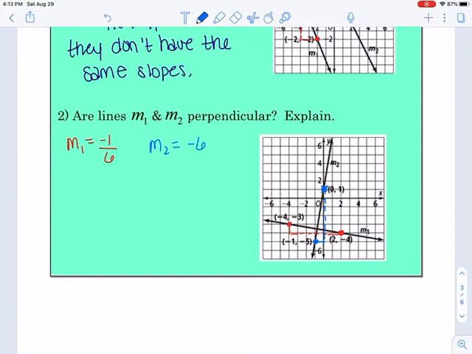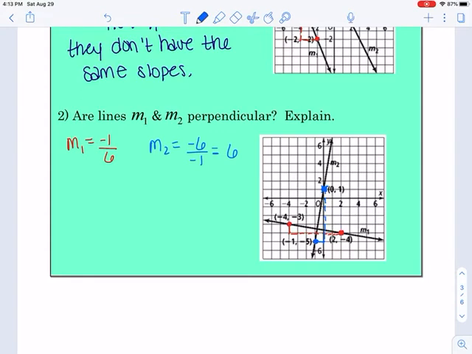So y's are negative as you go down. And then I went to the left 1, and x's are negative as you go to the left. So the slope of line 2 is going to be negative 6 over negative 1, or negative 6 divided by a negative 1, which is a positive 6.